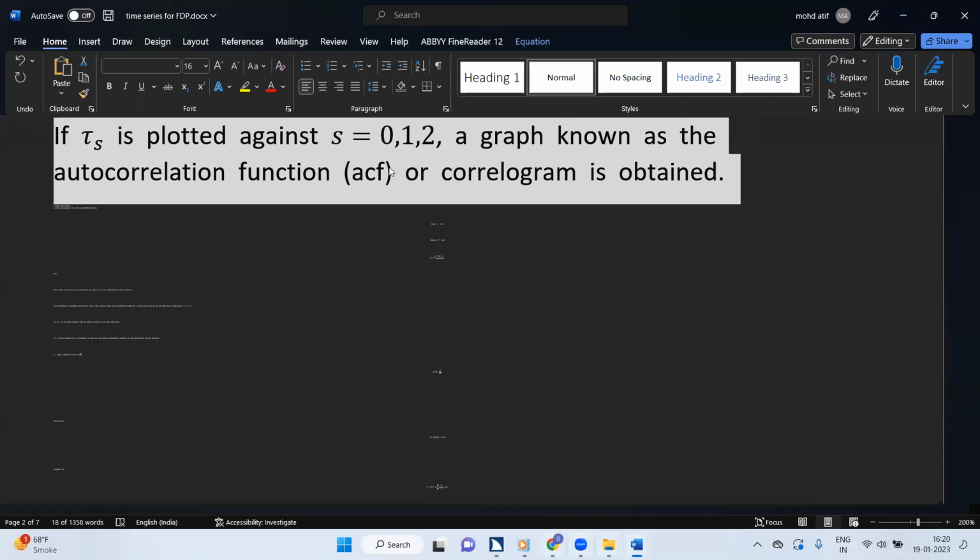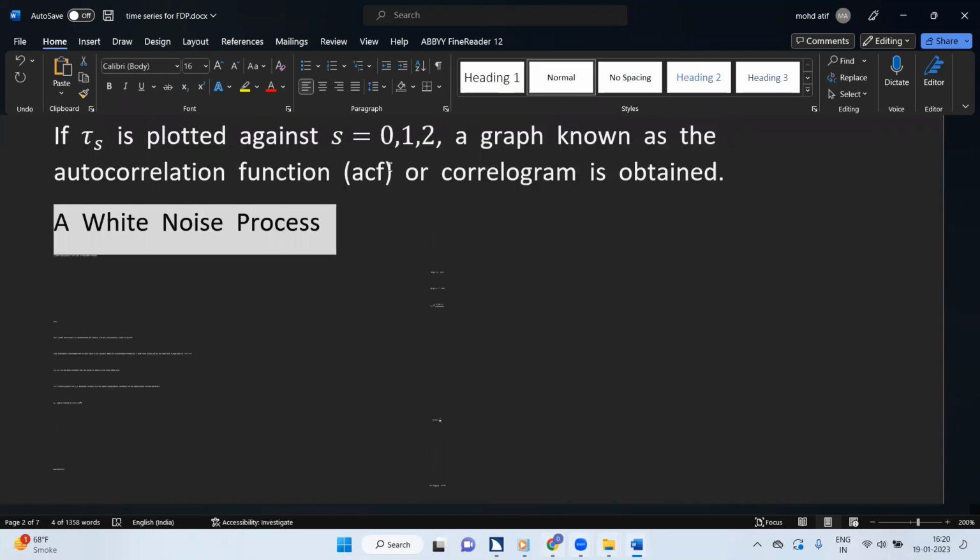And if we plot them, on the x-axis we denote the lags, and on the y-axis we show the values of autocorrelation. The resulting graph is called the correlogram or autocorrelation function. Autocorrelation function. X-axis lags and y-axis the autocorrelations.